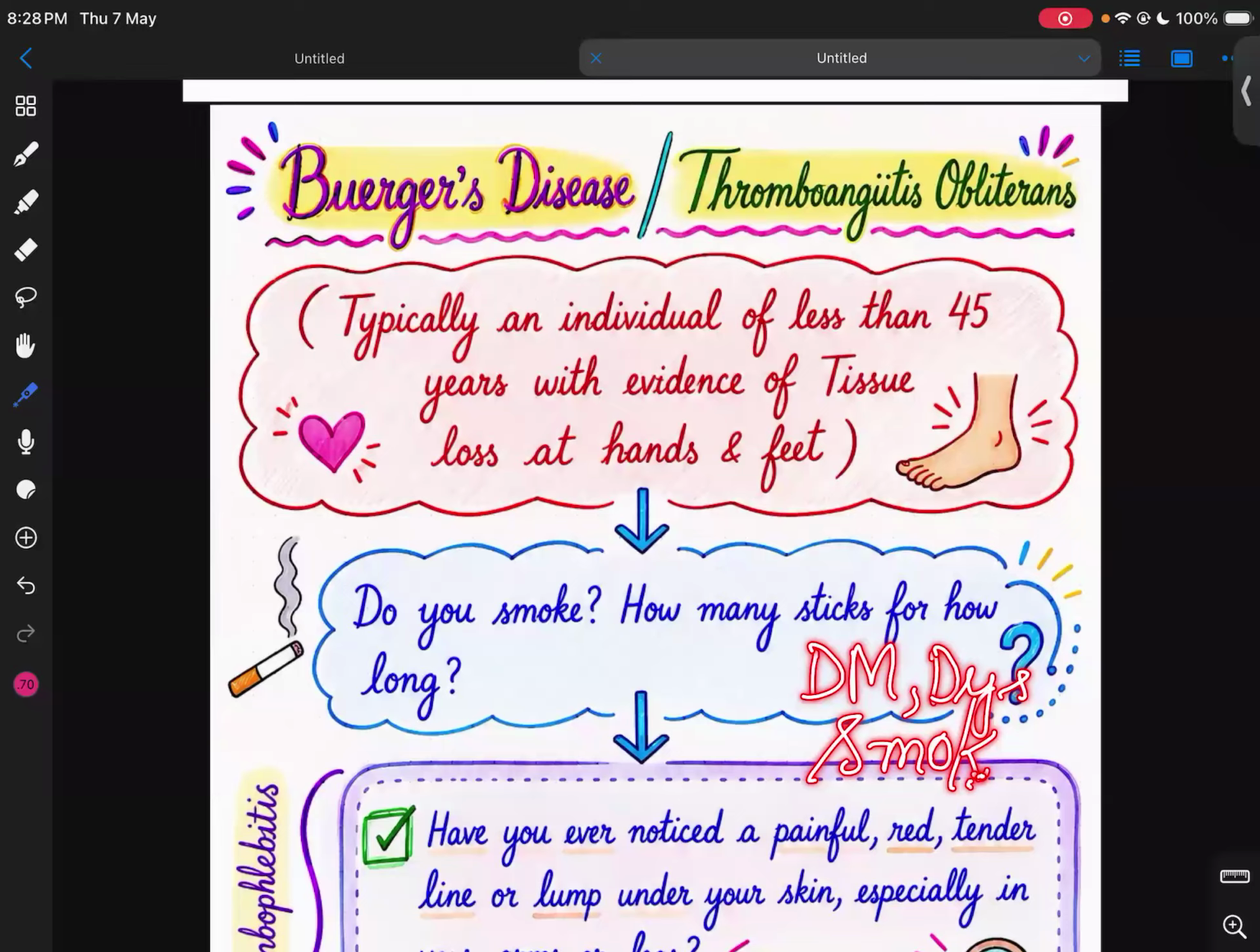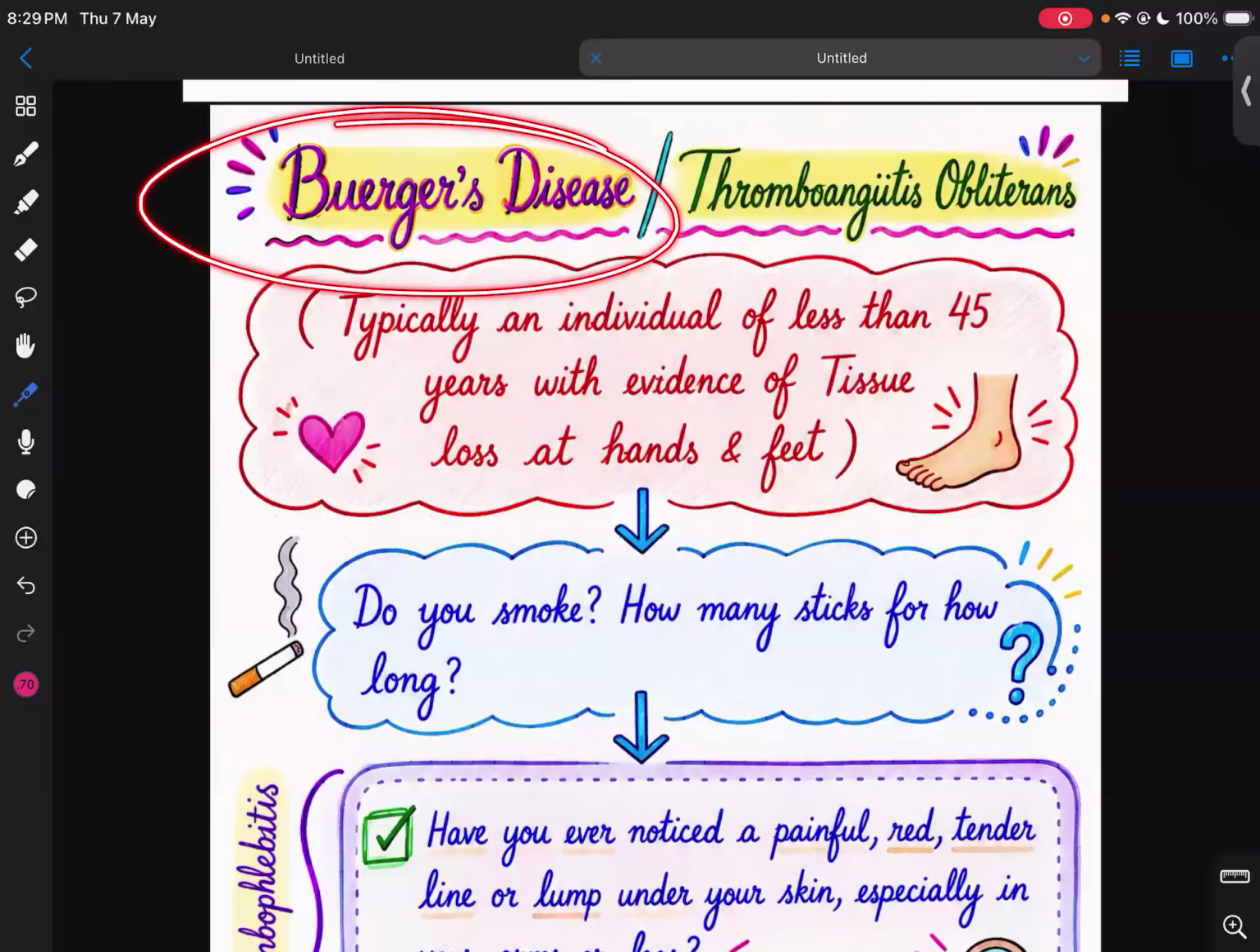But if you have been given a young patient with these amputation-like findings, it is surely due to Raynaud's phenomenon. It can be any connective tissue disease or it can be due to Buerger's disease. But in peripheral vascular disease, the patient will be older.